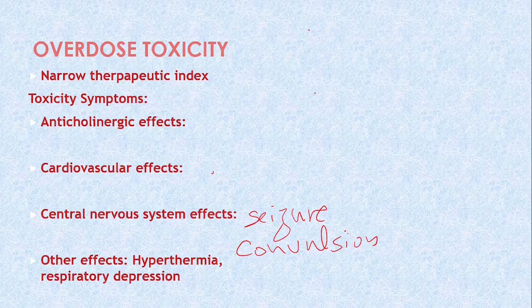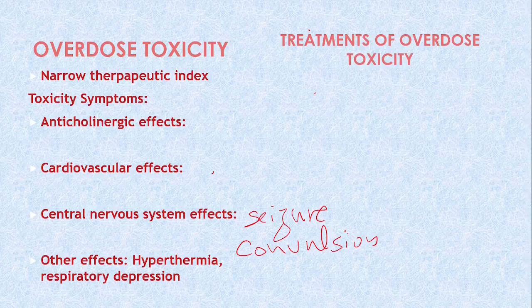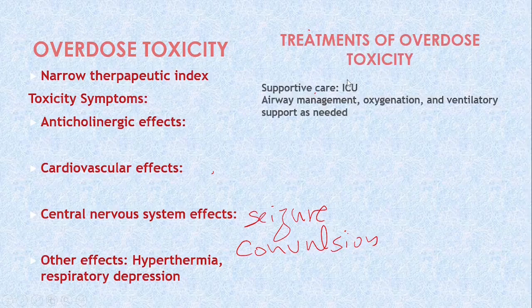So how can we treat this overdose toxicity? Usually treatment, as we know, is done in the ICU. There should be supportive measures first in the ICU to treat the patient according to his symptoms. First priority is given to airway management. If there is respiratory depression, the patient should be put under artificial respiration with oxygenation and ventilatory support.